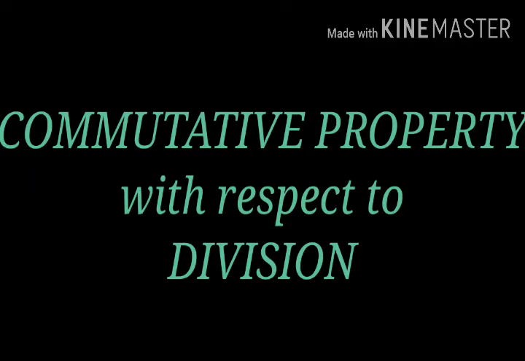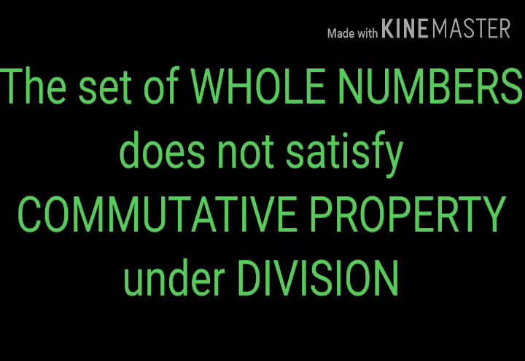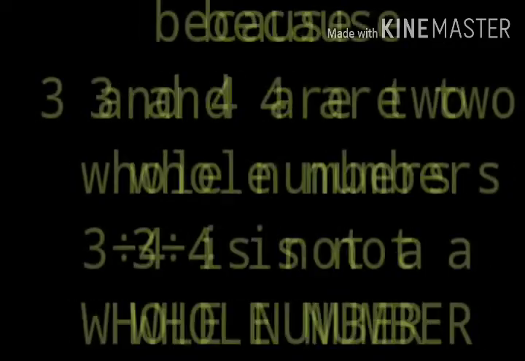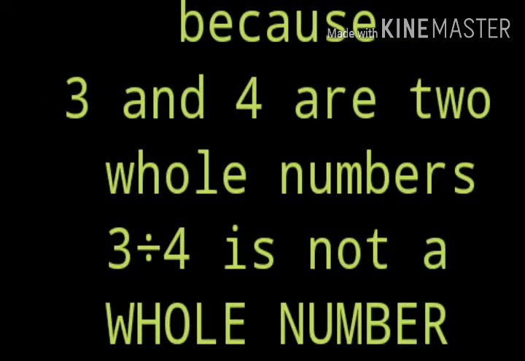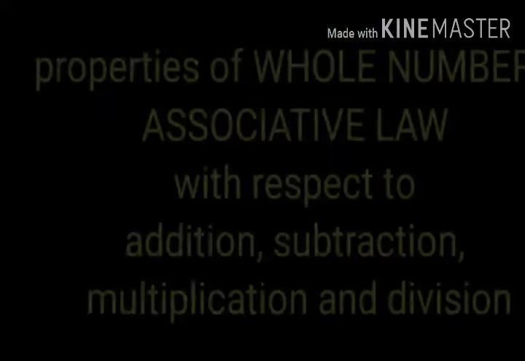Commutative property with respect to division. The set of whole numbers does not satisfy commutative property under division, because 3 and 4 are two whole numbers. 3 divided by 4 is not a whole number, and 3 by 4 is not a whole number.